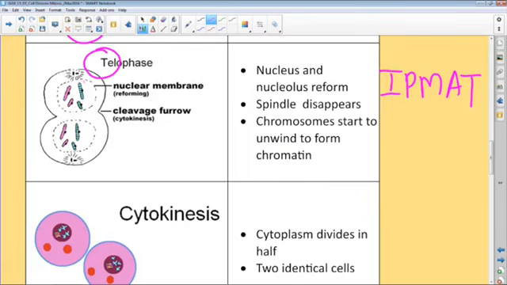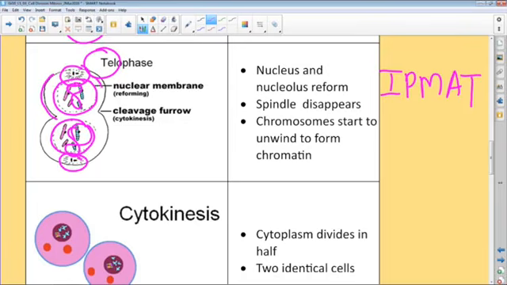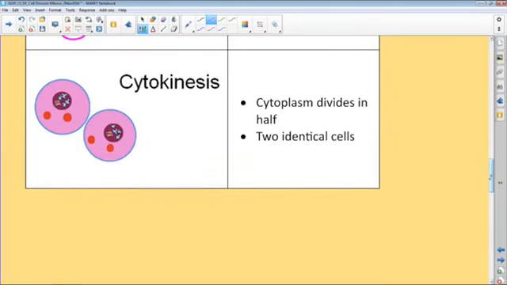So what happens? My nuclear membrane starts to reform, and what do you think happens to these chromosomes? They're going to jumble up into the chromatin network. What happens to my centrioles? They are not needed anymore because the spindle fiber has done its job. It's pulled the chromosomes to the opposite poles. So what do we need to do? I now need to divide my cytoplasm. And when I divide my cytoplasm, that is cytokinesis.